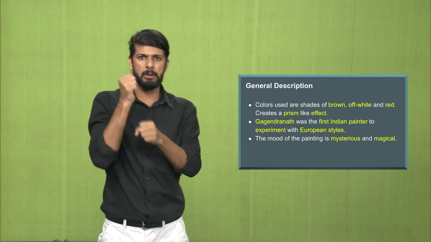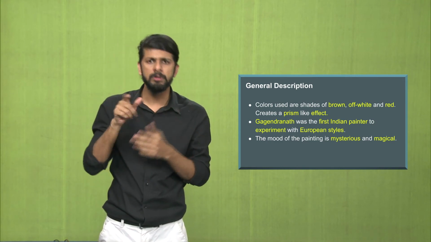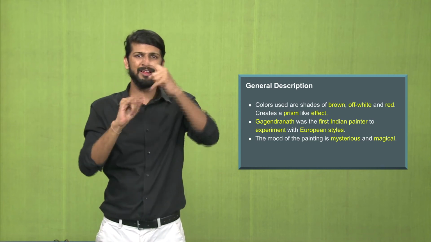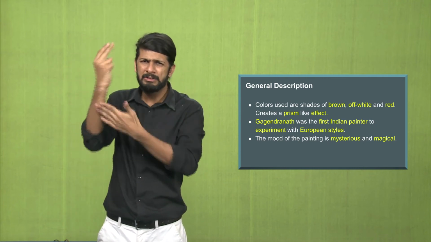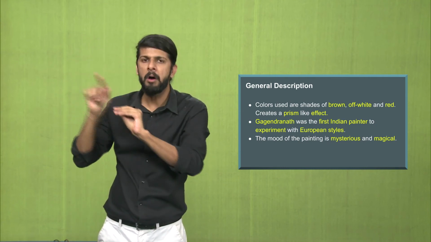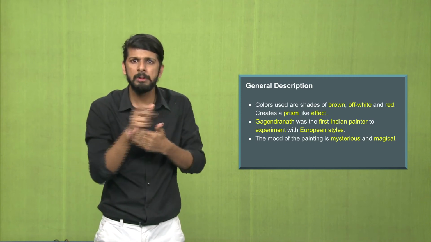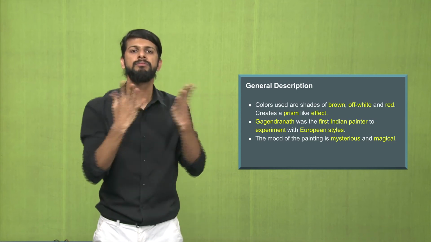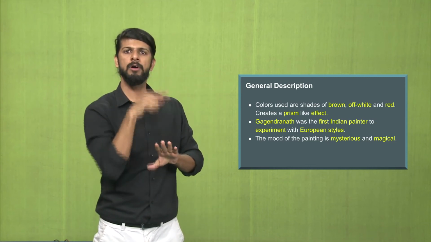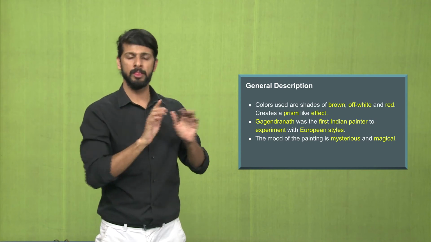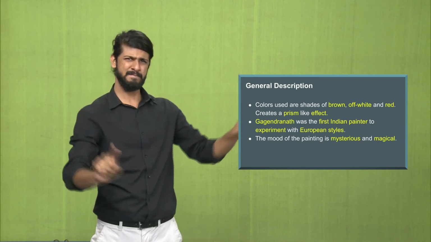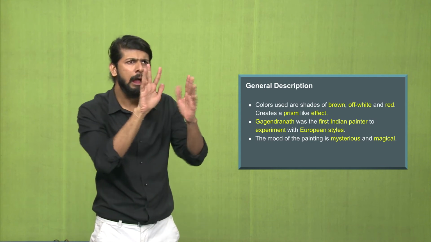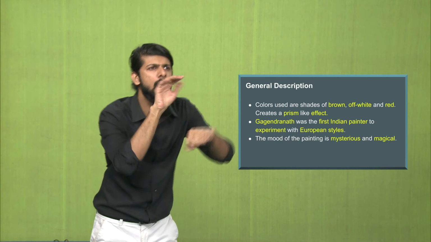The artist Gagendranath was one of the first Indian painters to start experimenting with European styles. The cubist technique was one of the famous techniques of the European style, and Gagendranath started experimenting with these styles. And the mood of the painting is mysterious and magical.